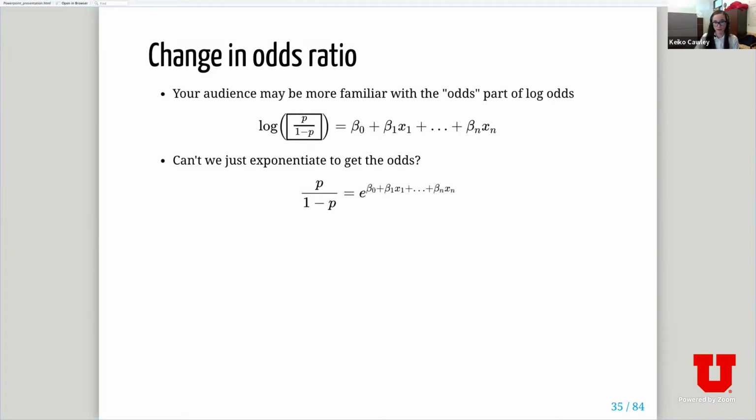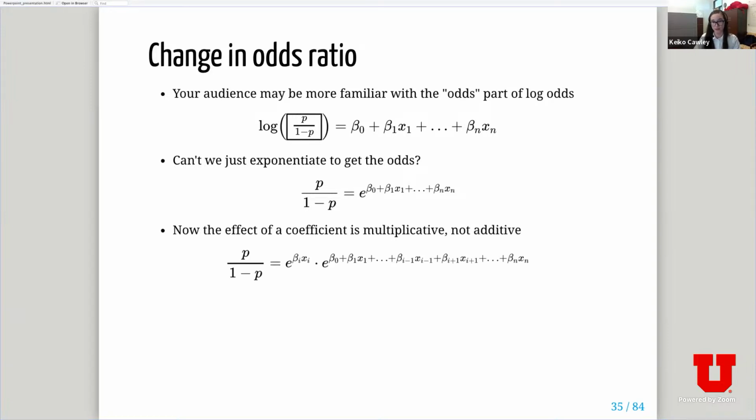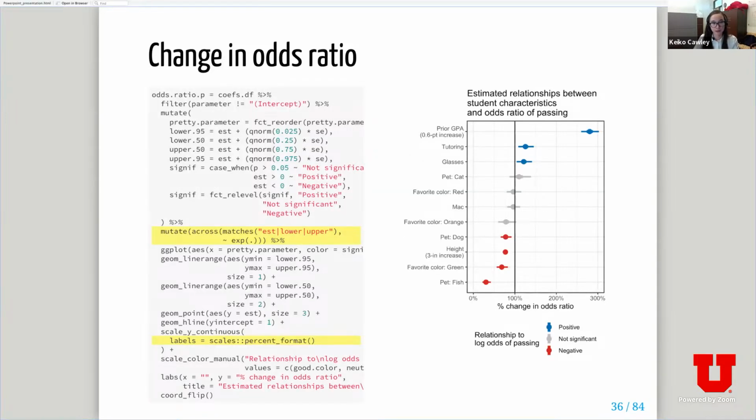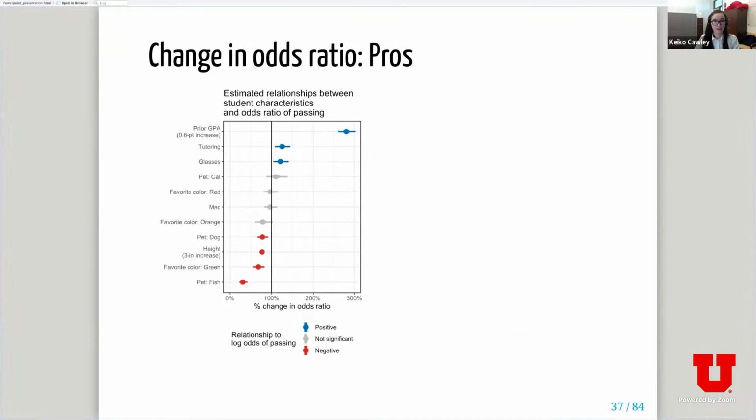One thing to know about this equation is that the effect of the coefficient is now multiplicative and not additive. That's going to be important here in a second. How we do this in R is basically everything is going to be the same, but right here, as you can see in the highlighted portion, we're exponentiating those odds, and then we added percents because we're comparing the change between two odds ratios.